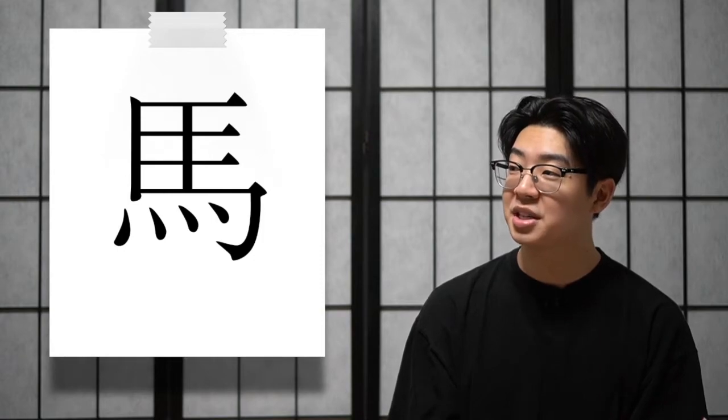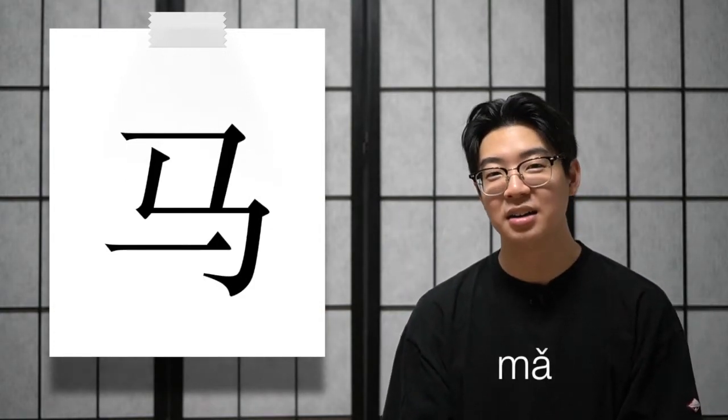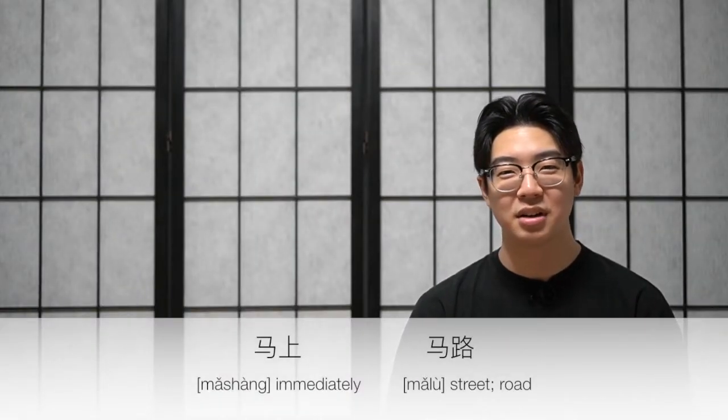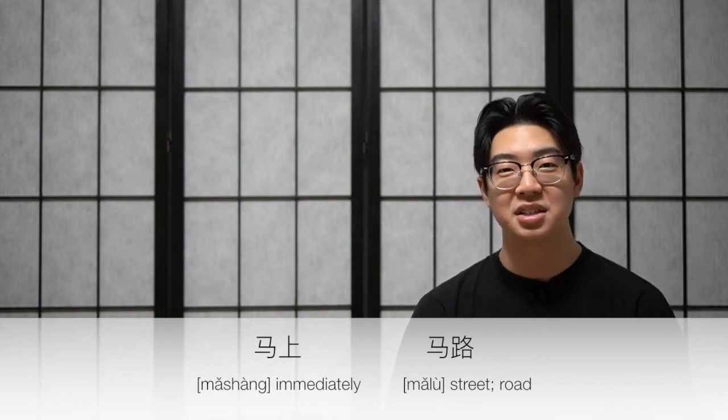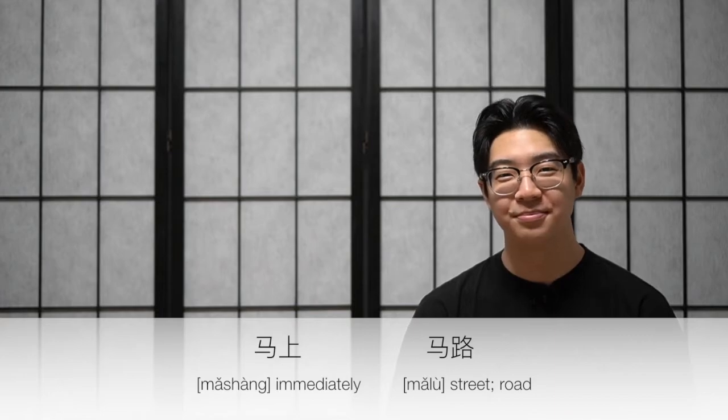Here you can better see the mane blowing in the wind on the top and the four legs running on the bottom. This character is pronounced ma and means horse. It is used in these words, ma shang, which means immediately, and ma lu, which means street or road. Now that you know the main character, let's see it with some other characters.